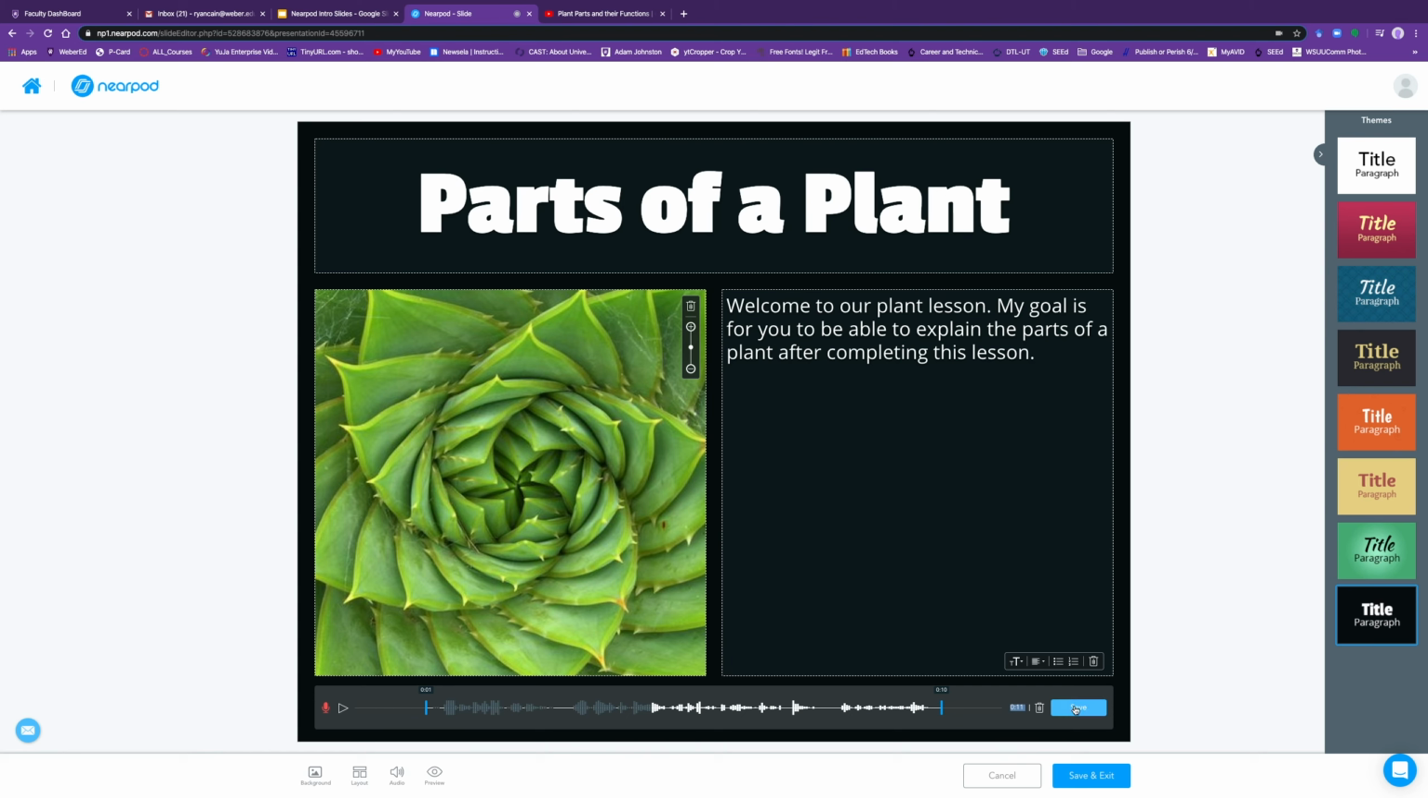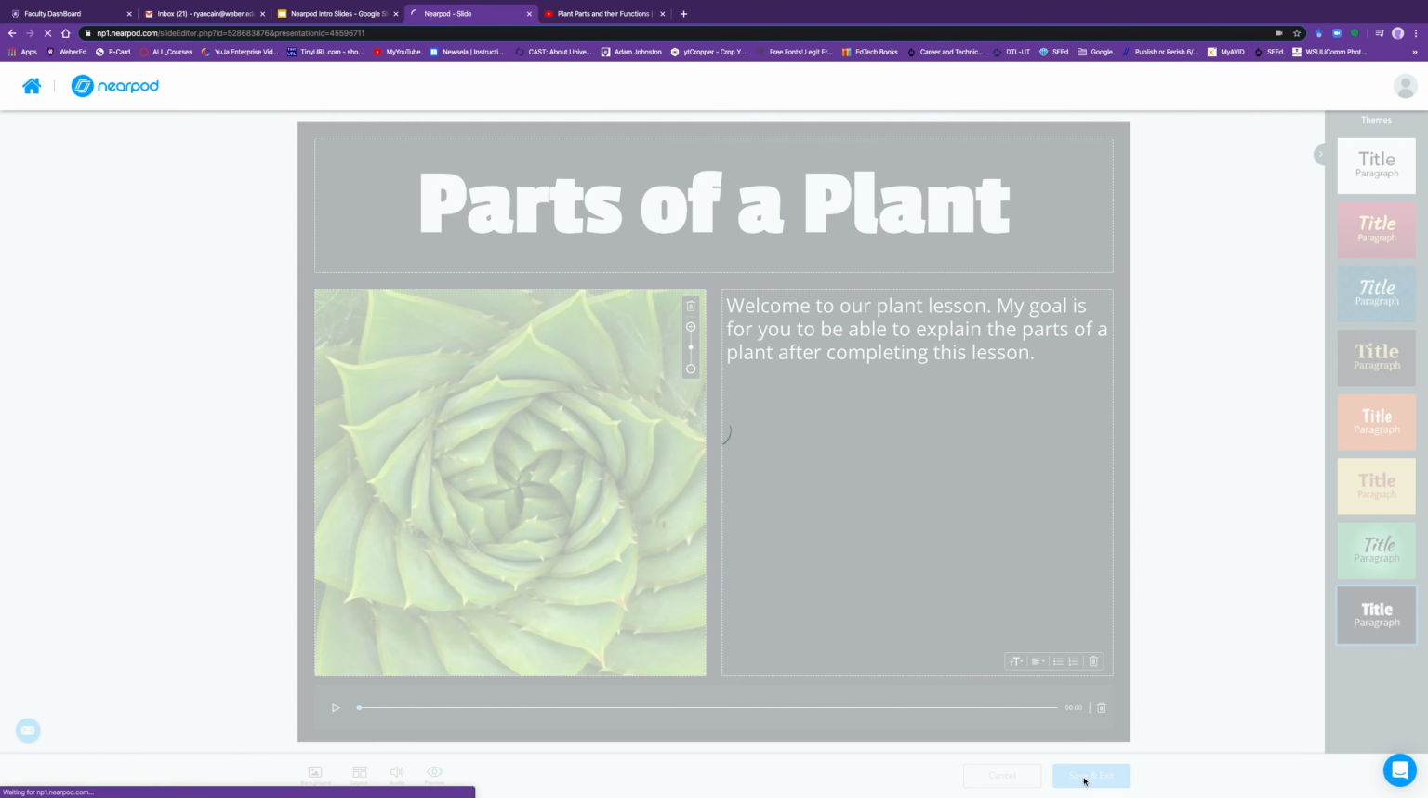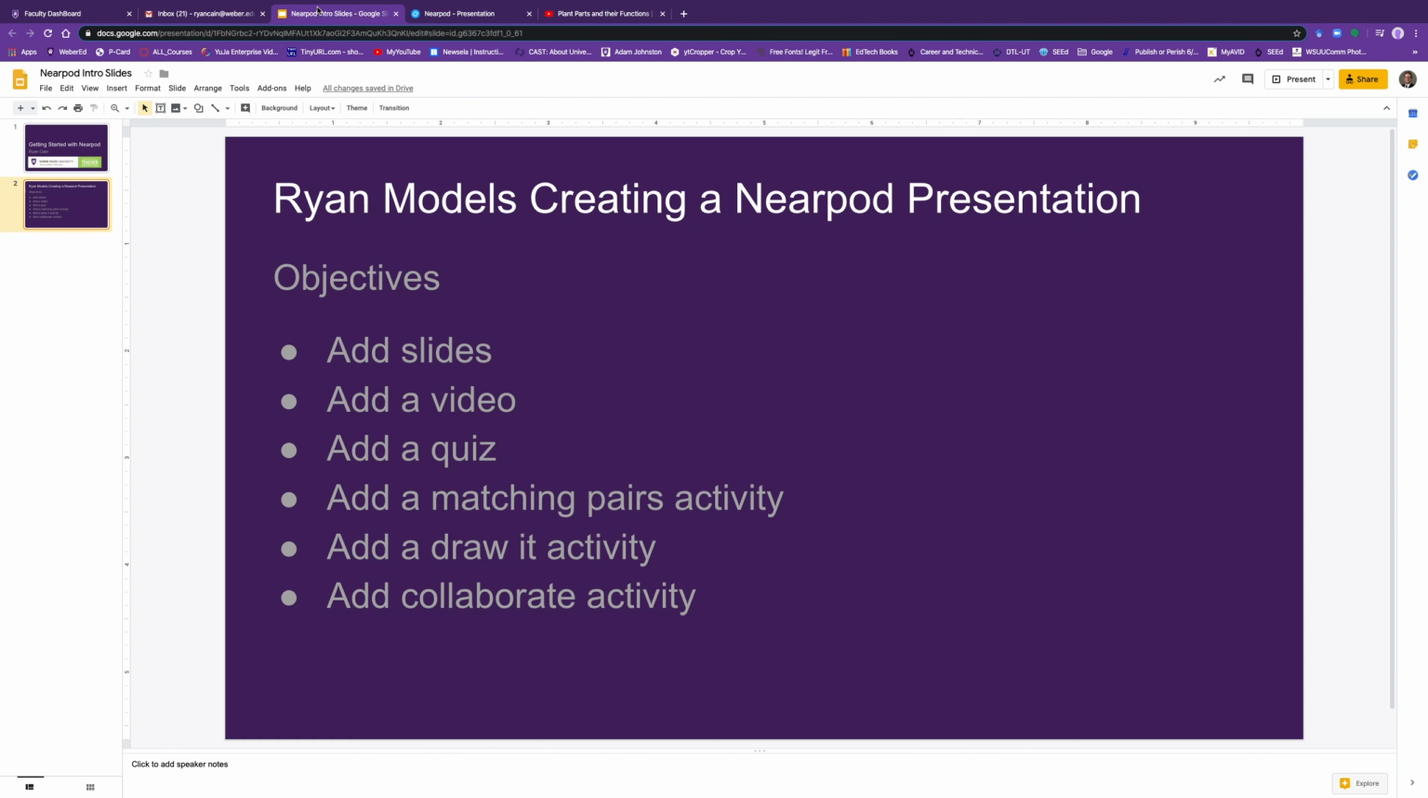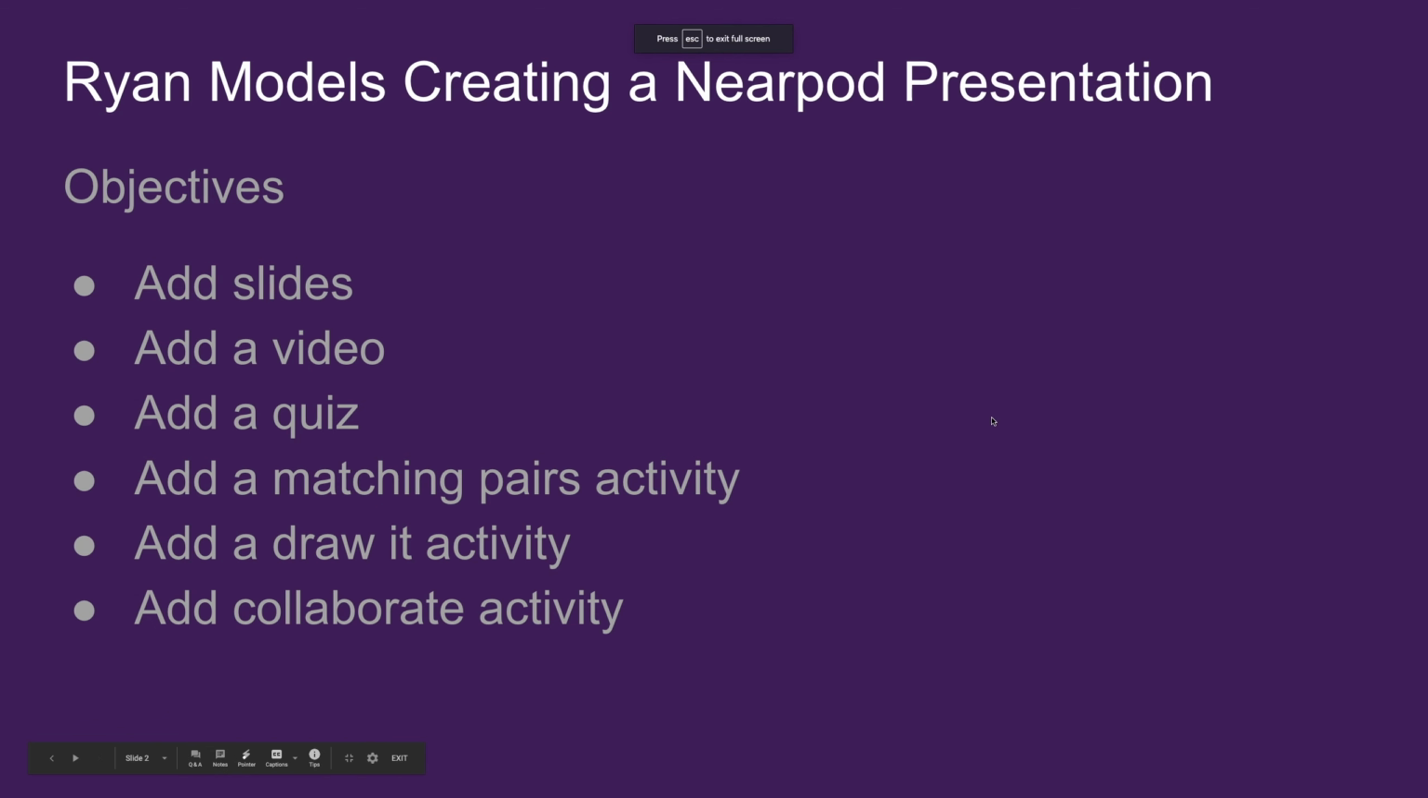So we can see that worked. I'm going to click Save, and now I've added some voiceover to the slides so the students can have this read to them in my voice. I'm going to click Save and Exit. I will come back to our objectives, and it looks like we have completed all of these.